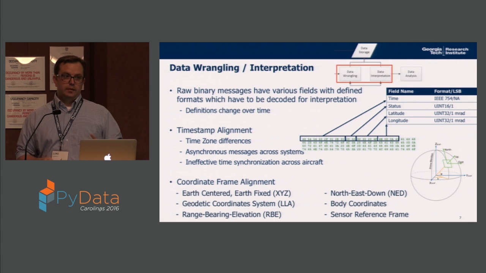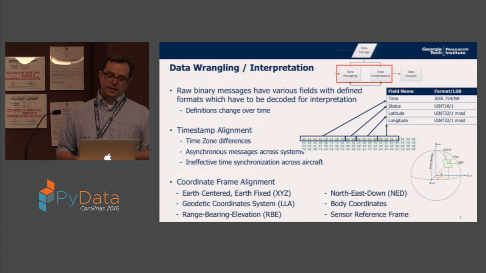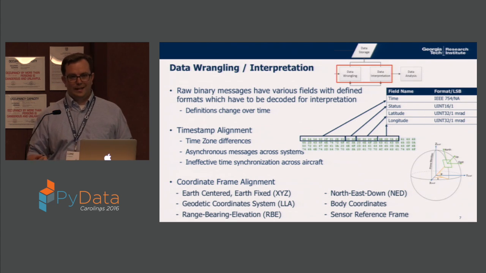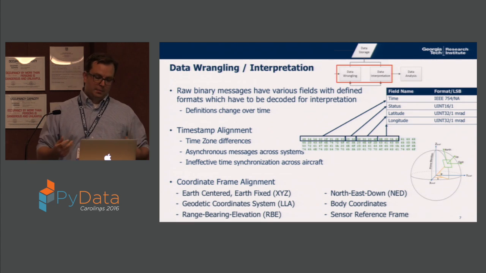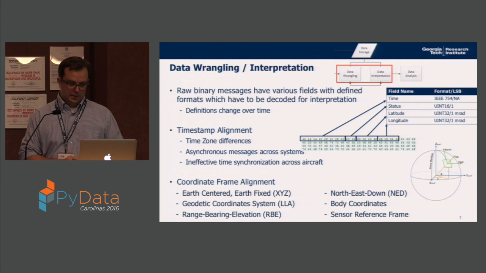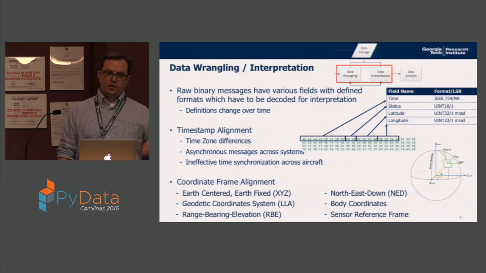We do get the issue that we do a lot of testing out west, and the rollover is at 8 p.m., which is not uncommon for tests to happen over rollover, and that's bitten us more times than we'd like to say. So another thing is coordinate frame alignment.